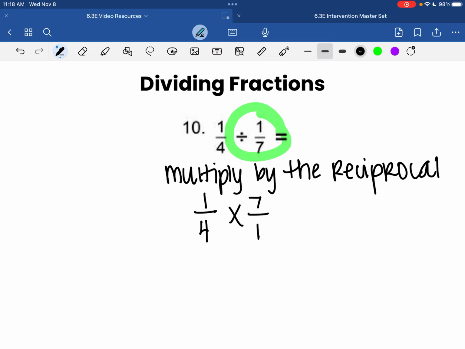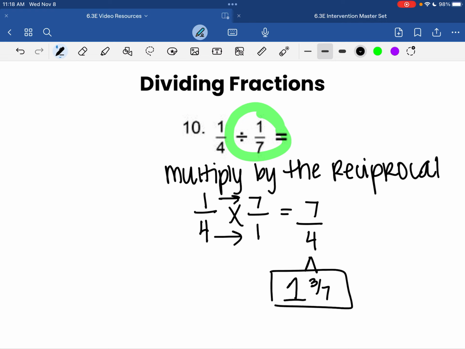And now I would just multiply straight across. So 1 times 7 is 7, and 4 times 1 is 4. This is still improper, so this can decompose into 1 whole and a remaining 3/7. So when we have 1/4 divided by 1/7, we get 1 and 3/7.